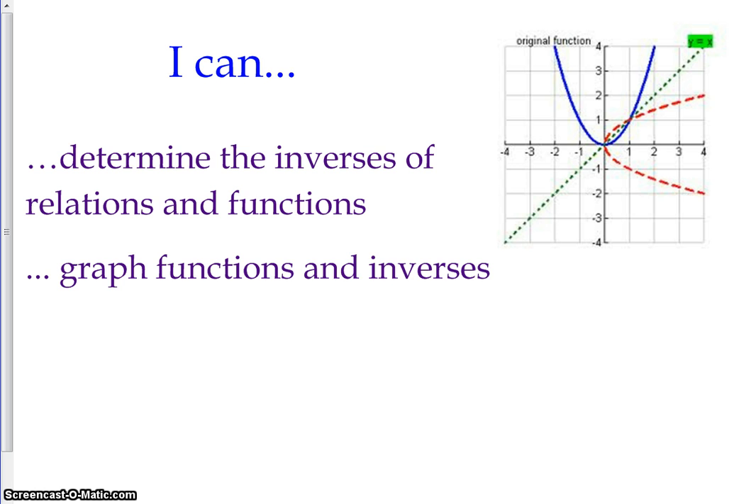So our goals by the end is to determine the inverse of relations and some functions, and graph our functions and our inverses. So here we even have a picture: in blue is a function and in red is an inverse of that function.